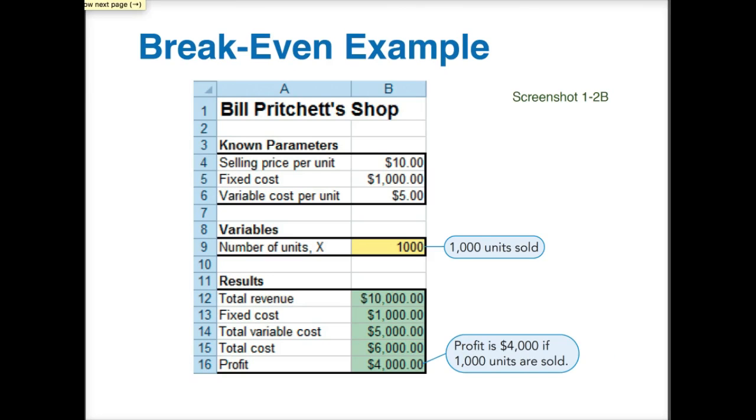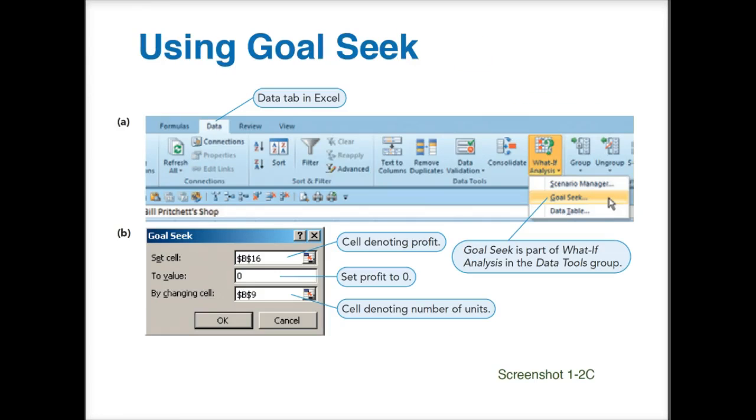So if we sell 1,000 units, watches or springs or whatever, then we see that our profit is $4,000 when we do that. Okay, and how we would actually figure out when we would reach a profit of 0, we could use what's called the goal seek function. To do that, you'll see that we go to our data tab here, go to what-if analysis, and then after that, hit goal seek.